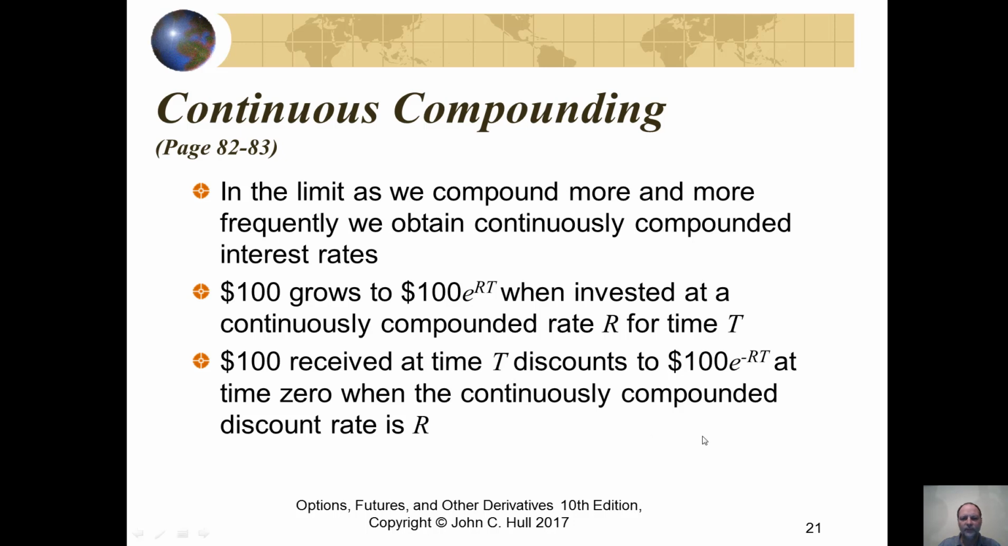So if we want to discount it and find the present value as opposed to the future value, then we would have the present value as our 100, or our future value, times e to the minus RT. Again, this will be explored more in another video.